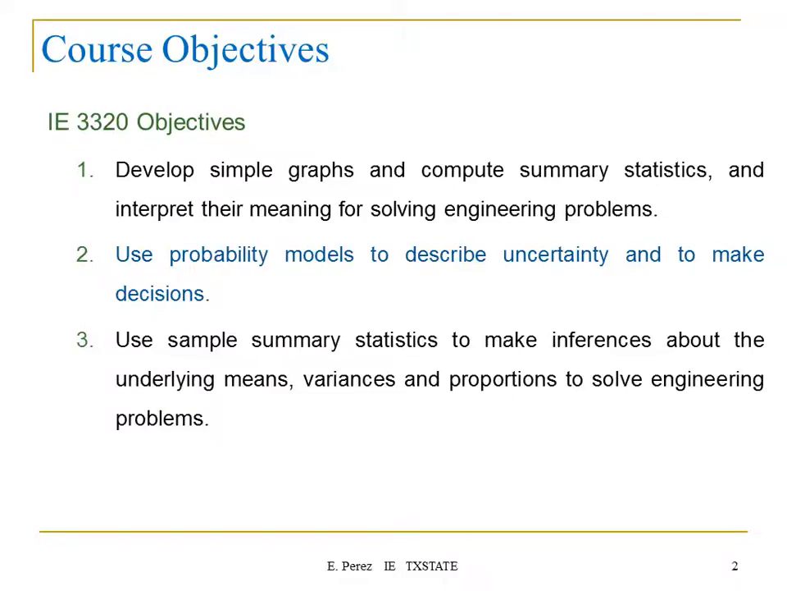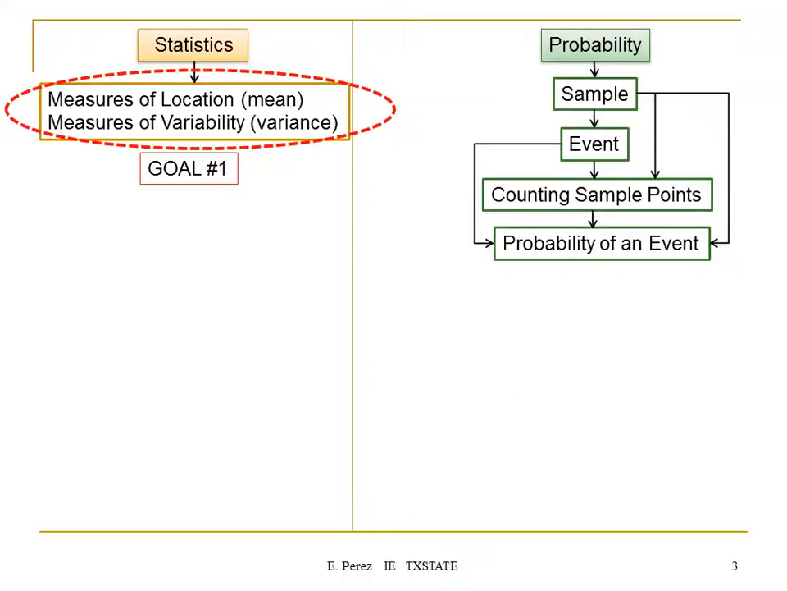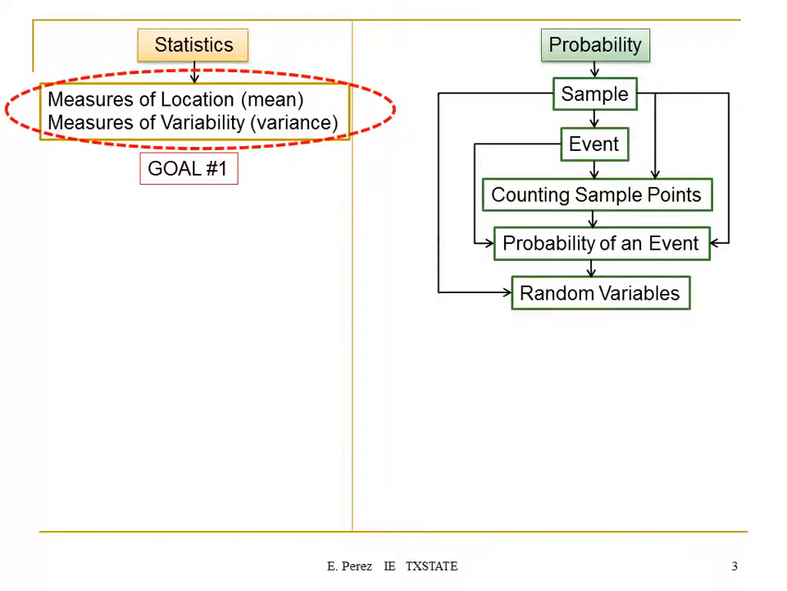So we still know our second objective for this course, and here's the map or the outline of the topics that we have covered so far. These are the concepts that you should study for your exam as well. So we started with statistics, and then we discussed the concept of the sample, an event, how to count sample points, and also how to compute the probability of an event. So today we're going to add to that, we're going to discuss random variables and how they are related to sample space and also probability distributions.